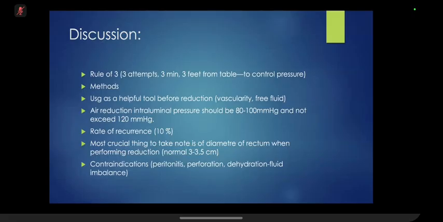So there can be absolute contraindications, there can be relative contraindications. You need to know very well about them. So the rule of three, everybody knows about it. We need to do 3 attempts, 3 minutes apart, and 3 feet from the table if we're trying to control the pressure. The methods you can use are saline on ultrasound, or you can do it with barium.